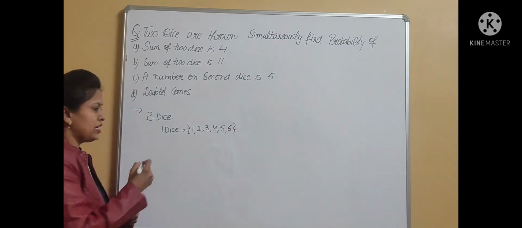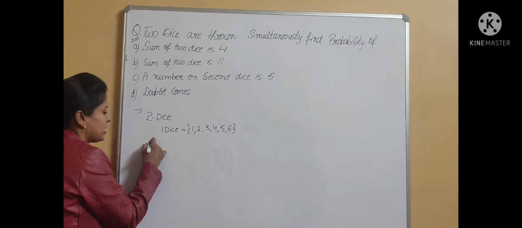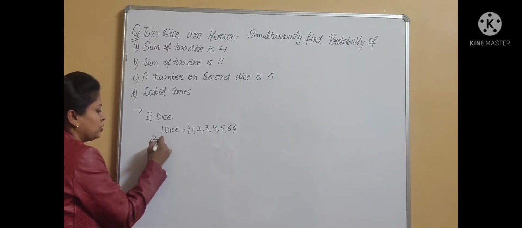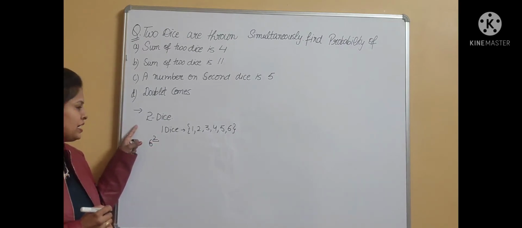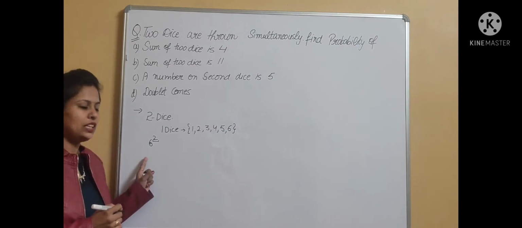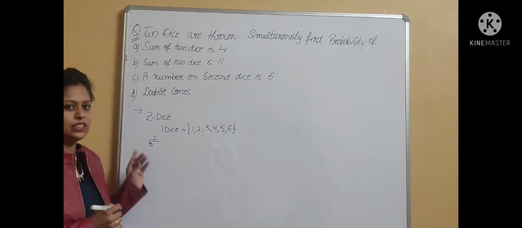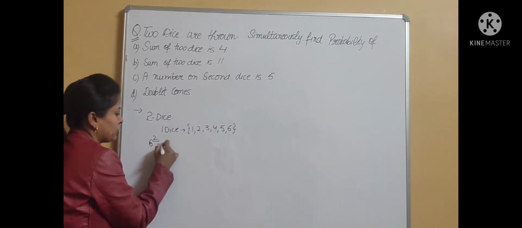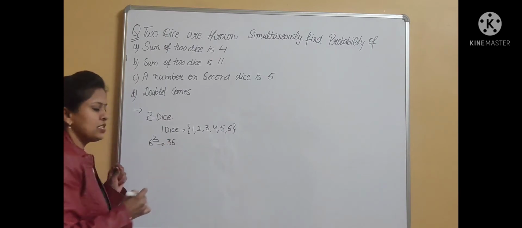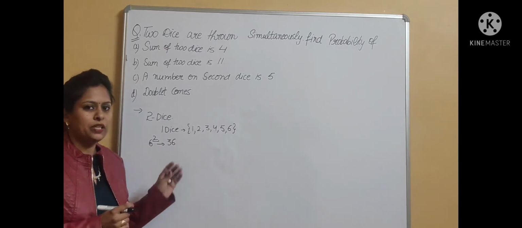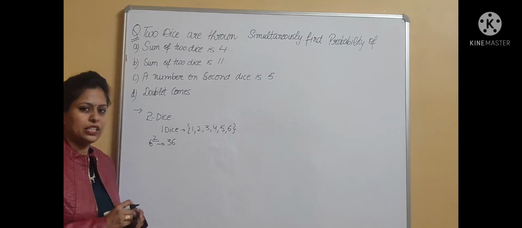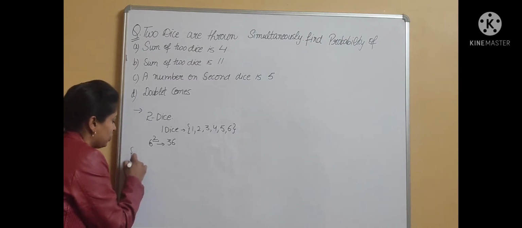So for two dice, the formula becomes 6 raised to power 2, where 2 is the number of times a die is tossed and 6 is the number of outcomes of a die. So the total number of outcomes becomes 36, as 6 raised to power 2 means 6 into 6, which is 36. So write down the outcomes.